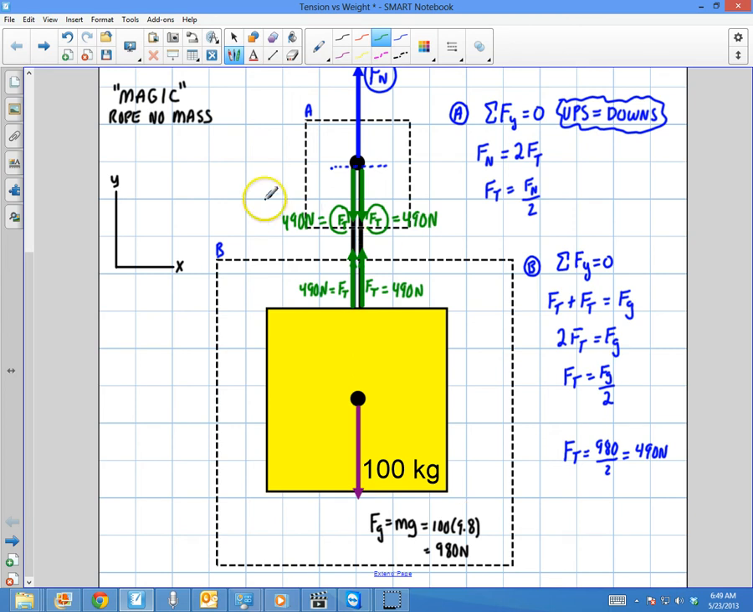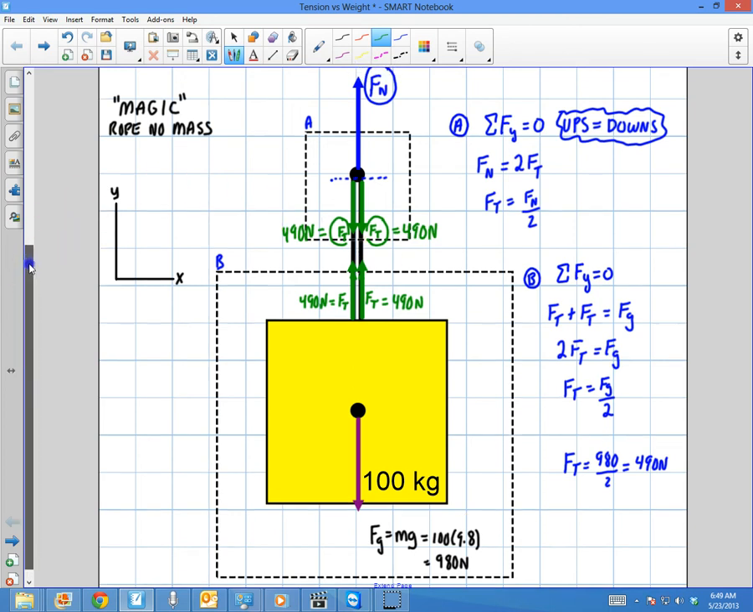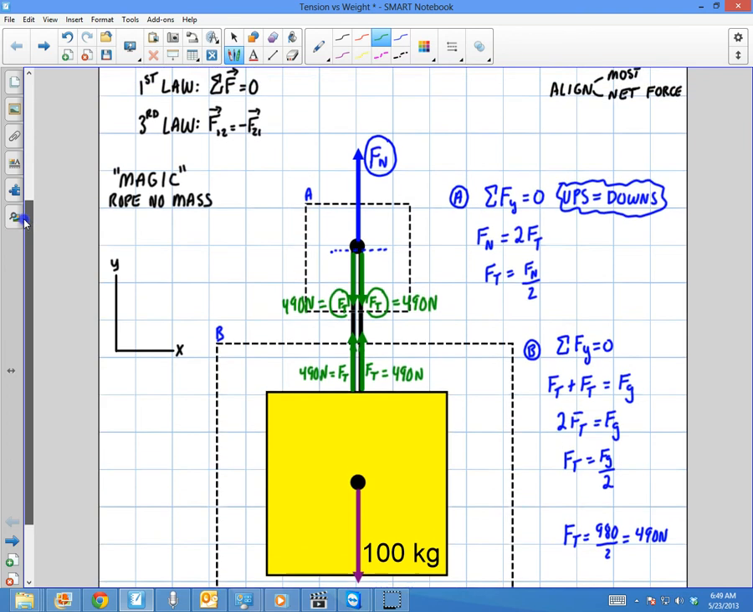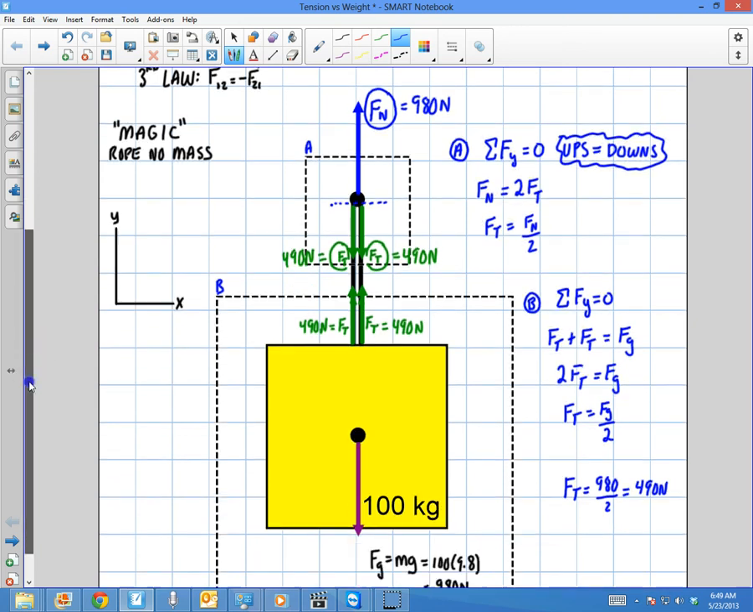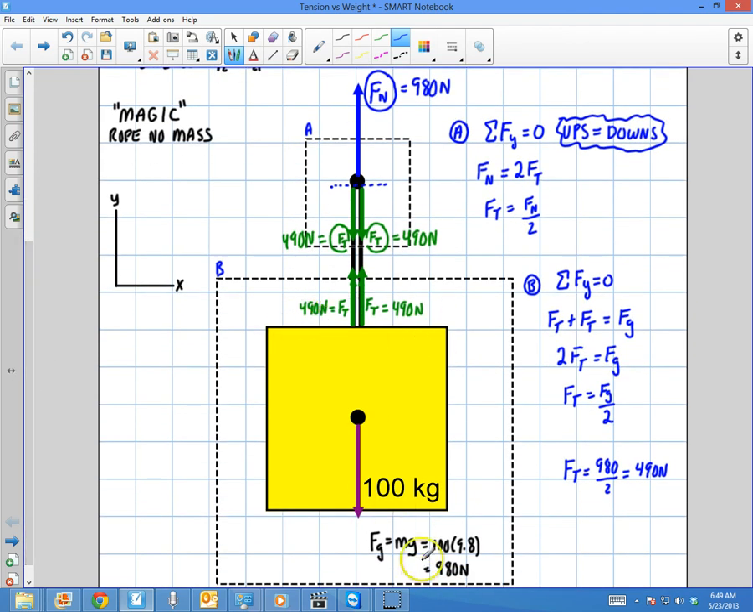Okay, so going up here on my diagram, I've proven now that the normal is going to be twice the tension, right? So the normal here in this case is going to be what? Well, the normal here is going to be 980, because again, I'm doing the first law. The ups equal the downs. There's no net force, right? So whatever's up has to equal the two that are down here. Whatever's up here has to equal what's down here.